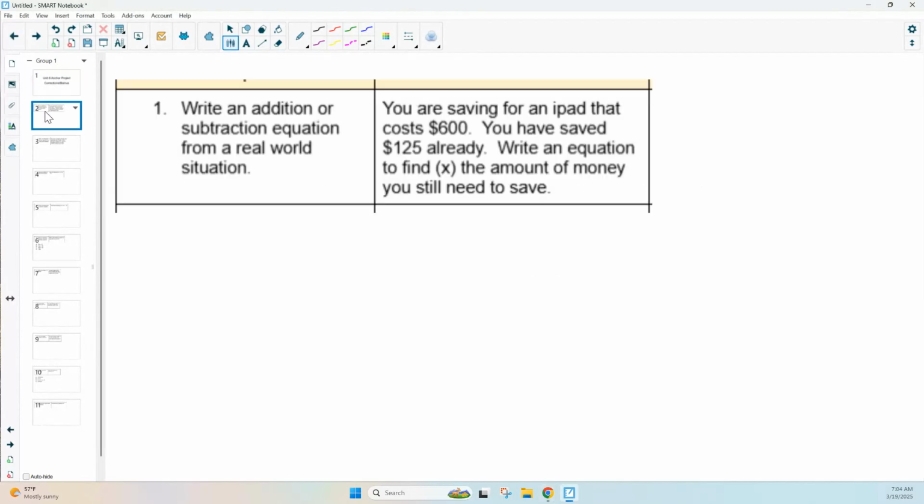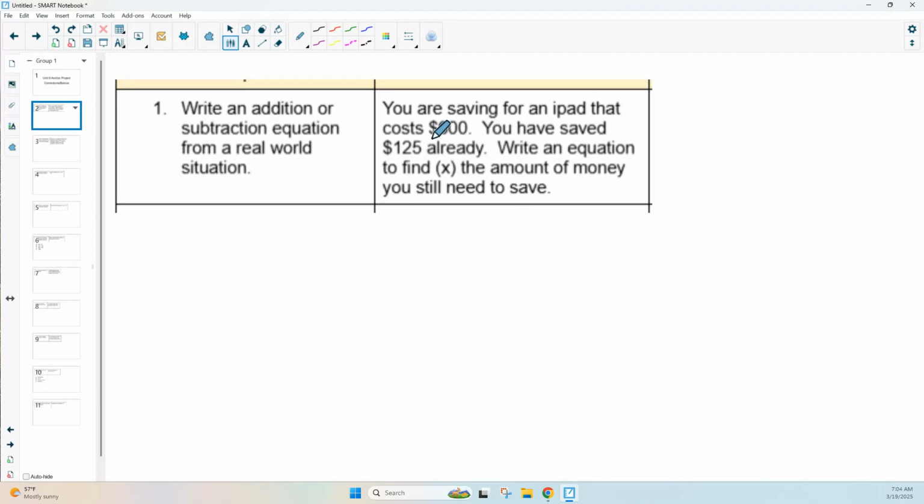All right, so the first question you were supposed to create was supposed to involve writing an addition or subtraction equation from a real-world situation. Here is the example that I gave. You are saving for an iPad that costs $600. You have saved $125 already. Write an equation to find X, the amount of money you still need to save.